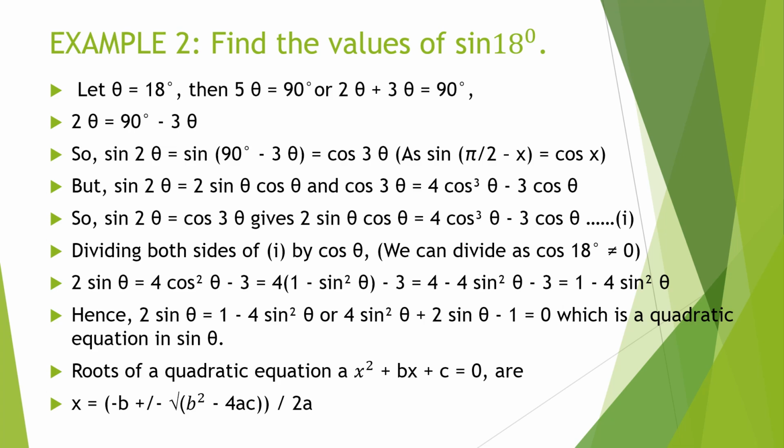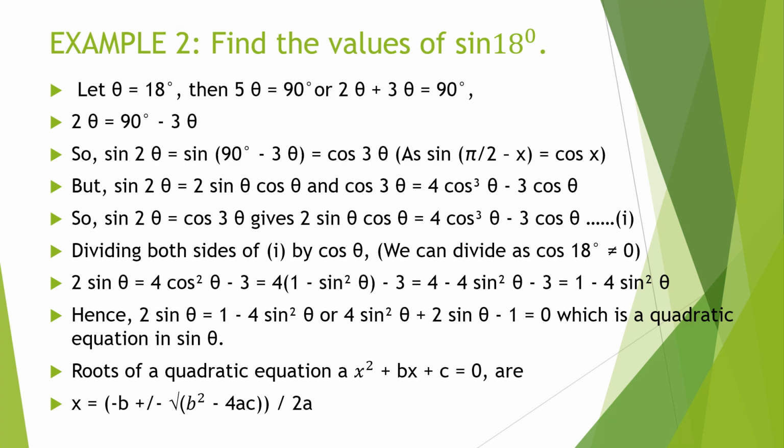So now we have 2 sin theta is equal to 1 minus 4 sin square theta after simplification. So 2 sin theta is equal to 1 minus 4 sin square theta, or 4 sin square theta plus 2 sin theta minus 1 equal to 0. Now this is a quadratic equation in sin theta.